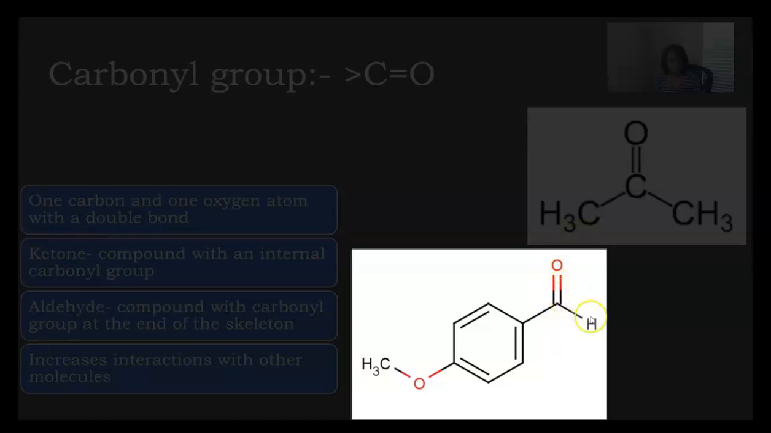Now you may be wondering, how can that be the end? I see this hydrogen here. Remember, when we're looking at the carbon chain, we're looking only at the carbons, so not really considering the hydrogens as the end. Because that's the last carbon, this is the end of the carbon chain. So because we have the carbonyl here at the end, this structure is an aldehyde.